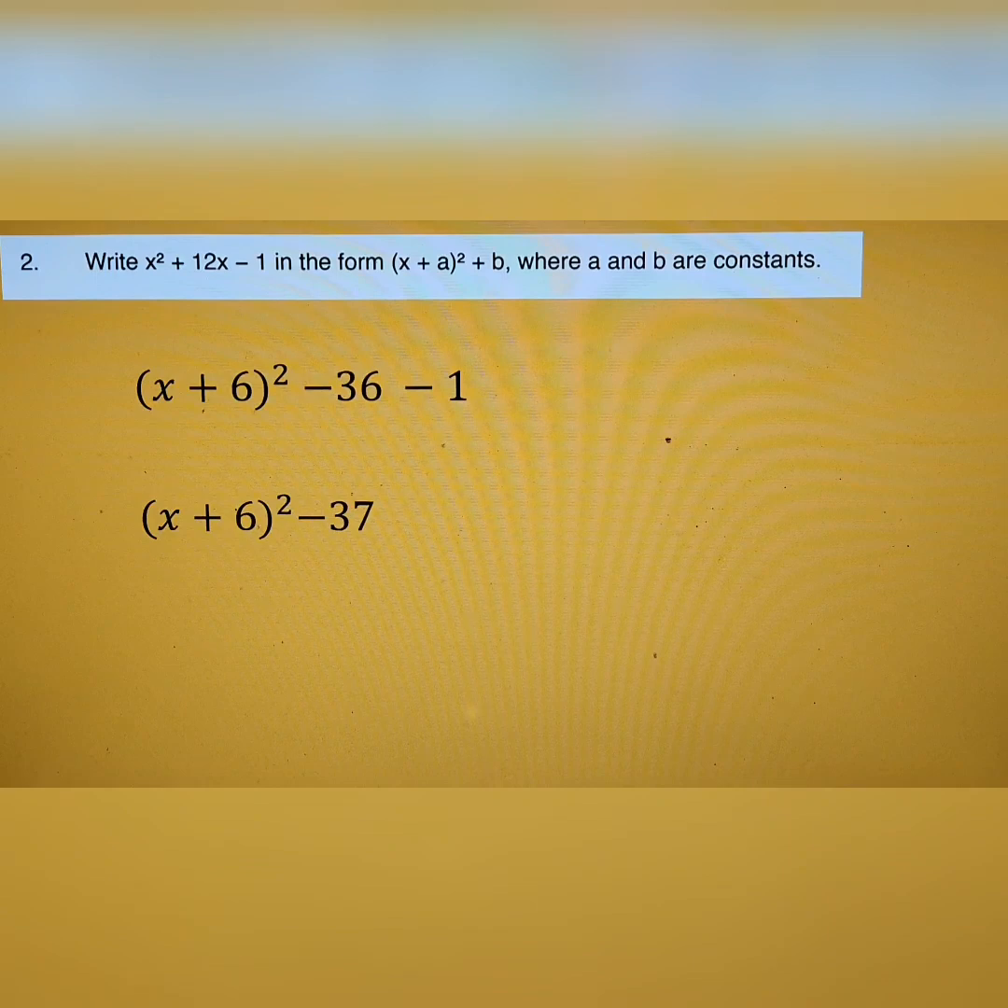You could also find the turning point, although it doesn't ask you to do that in the question. If you wanted to find the turning point, then that would be minus 6, minus 37. Remember, the bracket needs to sum to 0, so for that to sum to 0, x must be minus 6.